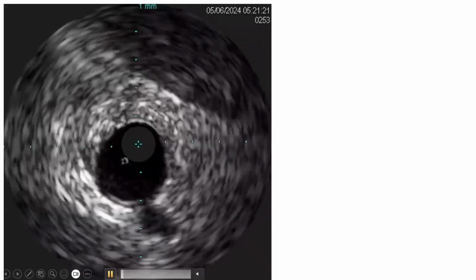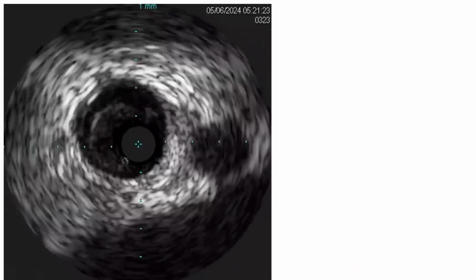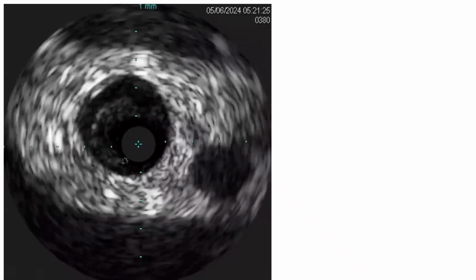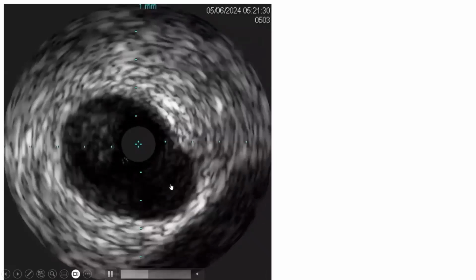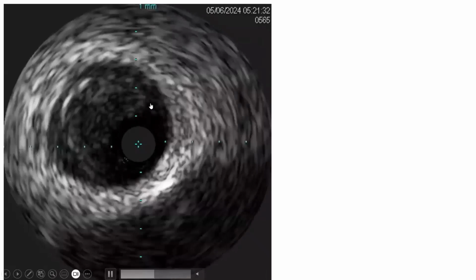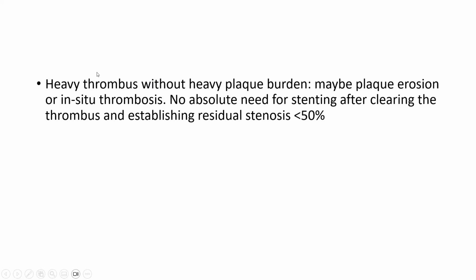So in this patient, you may not even need to stent. You may just eliminate the thrombus and not stent at all, as there is not heavy underlying plaque or plaque disruption. And here is a summary of this idea. Heavy thrombus without heavy plaque burden. Maybe you have a plaque erosion or in situ thrombosis.